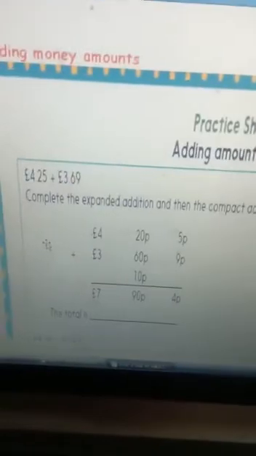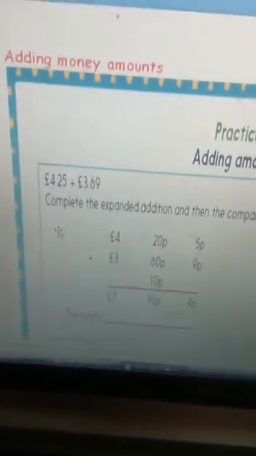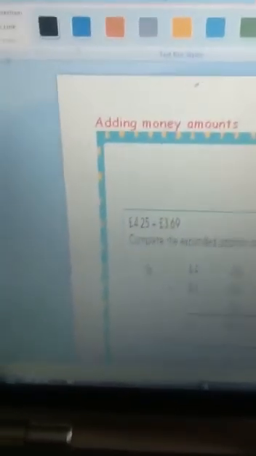And then we've got some adding money amounts. Now there we can see an expanded version for £4.25 plus £3.69. £4 is expanded, 20 is expanded, and 5 pennies is expanded from 4.25. And then £3.69, £3 plus 60 plus 9. Adding them up. And then we've got the compact edition. And obviously you should have the same answer if you've calculated that properly.